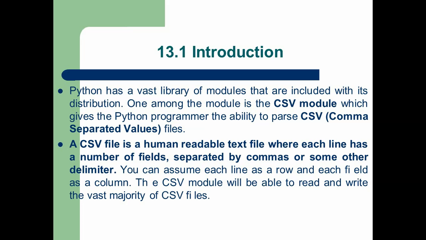So that is the definition. A CSV file is a human readable text file where each and every line has a number of fields. It means each line is a record and each data item is separated by a comma or any other delimiter. Here delimiter refers to any symbol, a common symbol for separating columns. The basic delimiter is the comma. That's why the abbreviation of CSV is comma separated values.